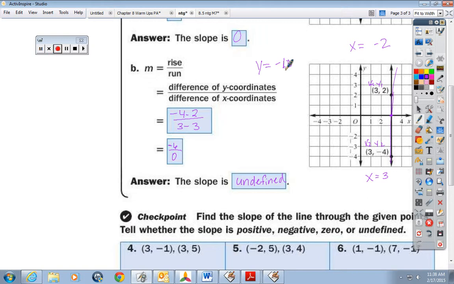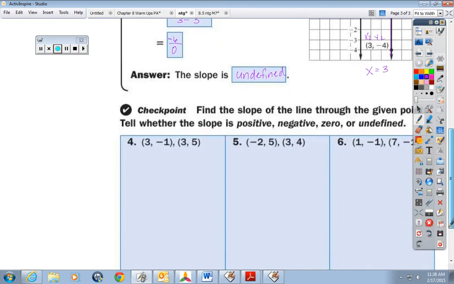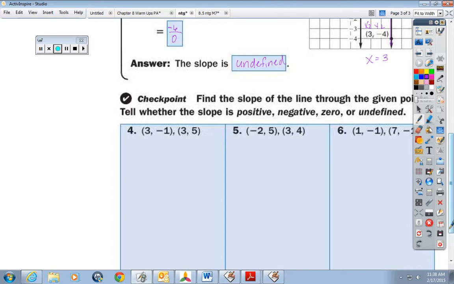Now, this is taking it a step further. This is saying find the slope of the line through the given points and then tell whether the slope is positive, negative, zero, or undefined. So I'm going to go through, and on all of these, I'm doing x1, y1, x2, y2. And guess what formula I'm using for all of them? The same old same. y2 minus y1 over x2 minus x1.